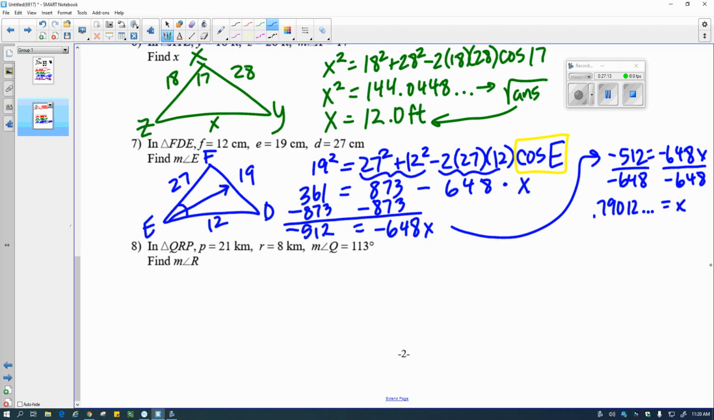So I did this before when we were solving in our last chapter. I said, okay, I put that x in there, and I got a value for x. But remember, I'm not solving for x. What am I solving for? I'm solving for the cosine of e. So that means that the cosine of e is equal to 0.79012, and more goes after that. So to find e, I have to do the inverse cosine.